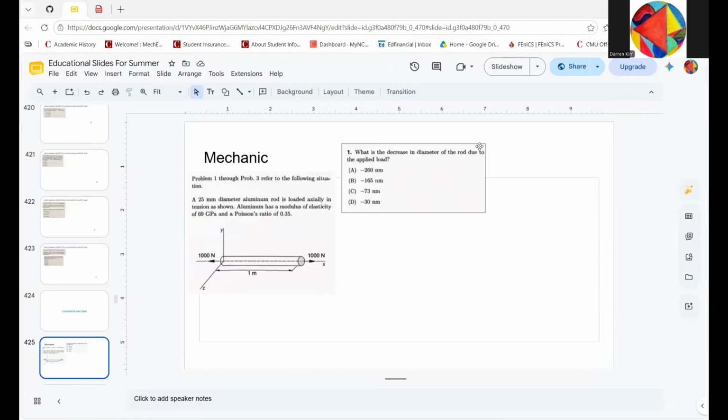So over here, we start with sigma x equal P over A because we're given the force, 1,000. And you might be asking, what's the question asking? The question is asking for the decrease of the diameter under the applied force. So we're given P over A. Next, we apply sigma x divided by epsilon x equal E. Why do we go with that? Because it gave us the modulus of elasticity, which is E.